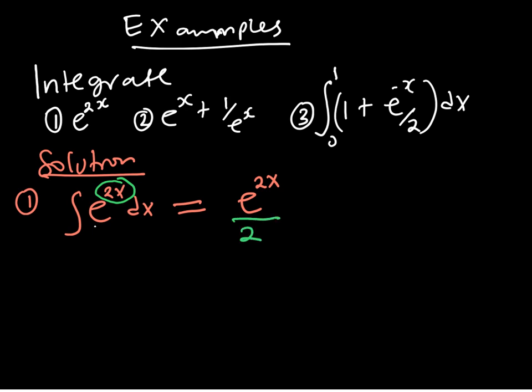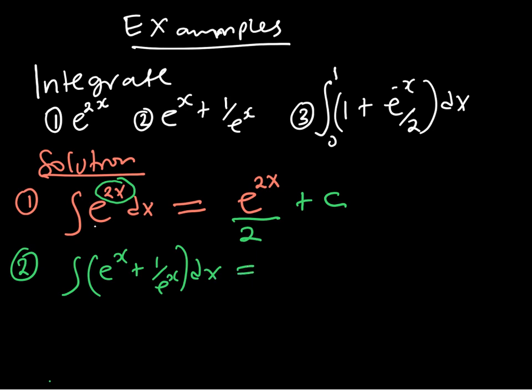Divide by 2, then plus a constant of integration. Simply, that is it. Okay, 2. When we integrate e to power x plus 1 over e to power x with respect to x, this is the same thing as integrating e to power x plus e to power minus x, just using the rules of indices. And this will be e to power x plus e to power minus x.